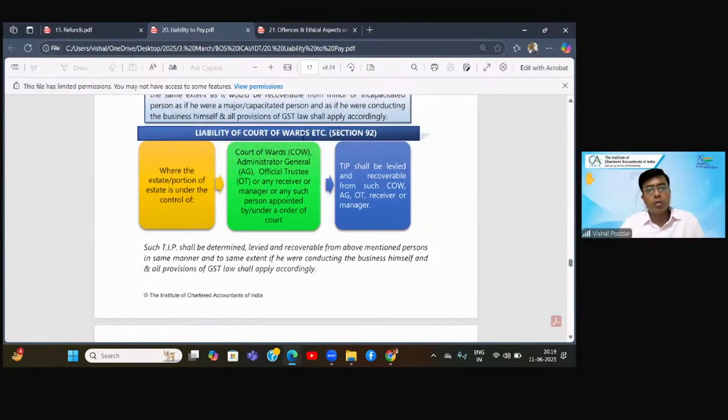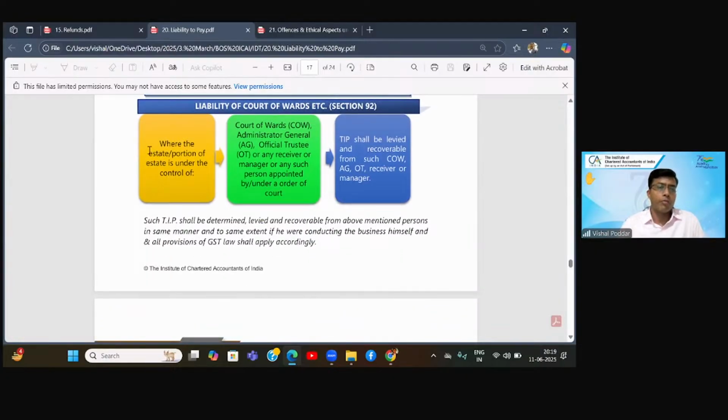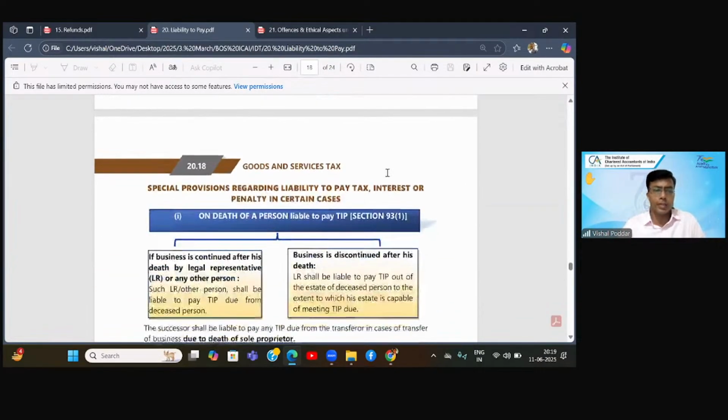Next, liability of court of wards. Where the estate or portion of the estate is under the control of the court of wards or the administrator general or trustee or any receiver or manager of such person appointed by the court, then the tax, interest, and penalty shall be levied and recoverable from such court of wards or administrator general or official trustee. So where any such person is appointed for taking care of any estate or property, and later on any tax is payable, then it would be recoverable from such person who is appointed.